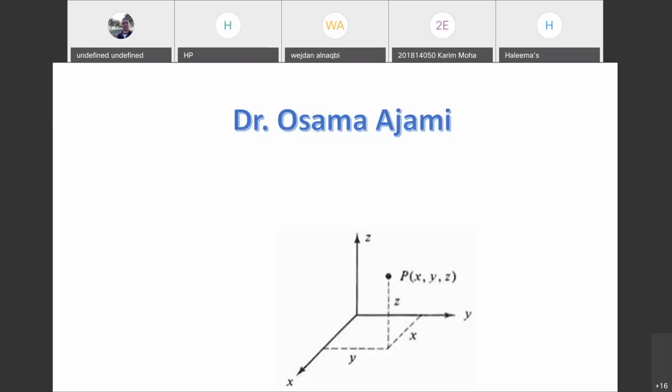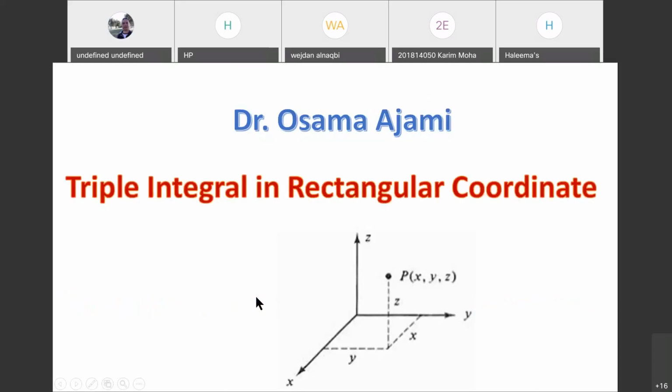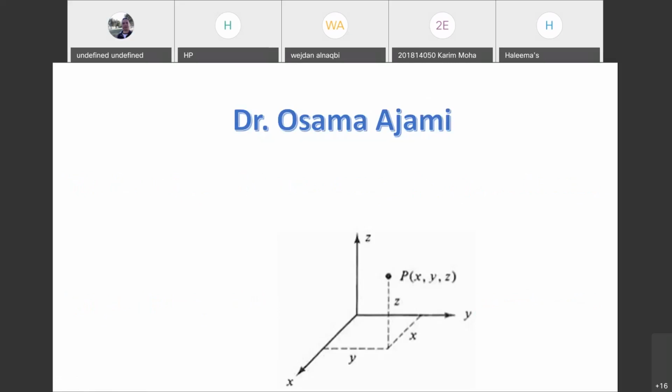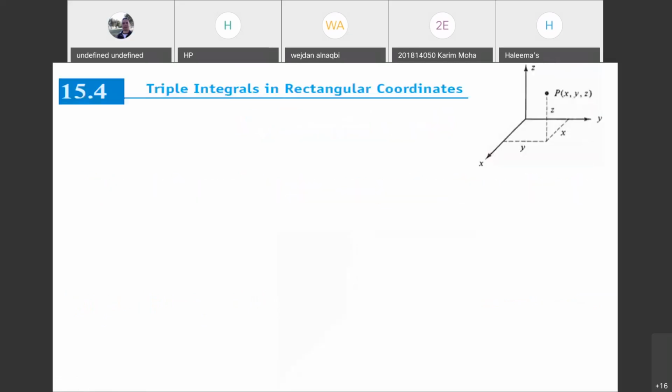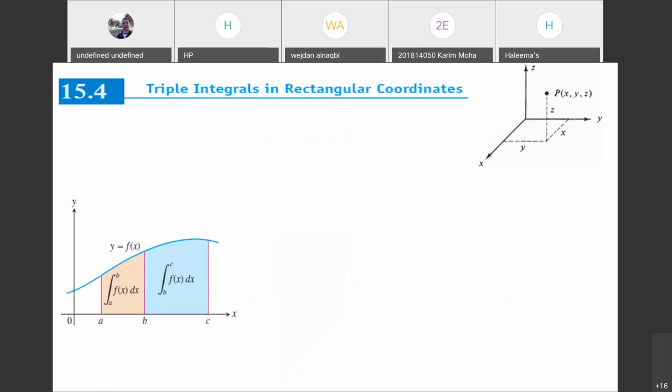Okay, I will go back to remind you what the triple integral in rectangular coordinates is. Before I start with the triple integral, I start with a one variable function integration, what we call the definite integral from a to b of f of x dx. What is the meaning of this one? The meaning is the area under the curve from a to b. That's the definition of the concept of the definite integral from a to b of my function f of x with respect to x.